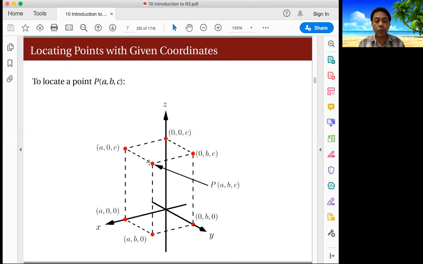Now take note that you can also do it by following along z first, c units, and then along x, a units, and then along y, b units, and you end at the same point.